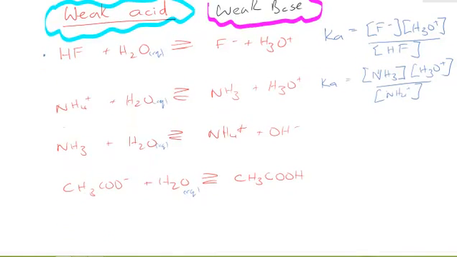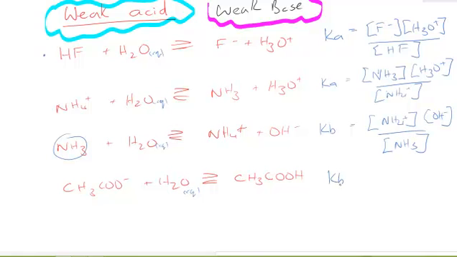Now, these next two aren't acids. Ammonia is a weak base, and so we don't call it Ka, we call it Kb. And it's going to be NH4 plus, OH minus over NH3. And the last one's also a base, so it's going to be CH3COO minus plus OH minus over CH3COOH. Okay, so the equilibrium constant Ka or Kb should be relatively straightforward to do.